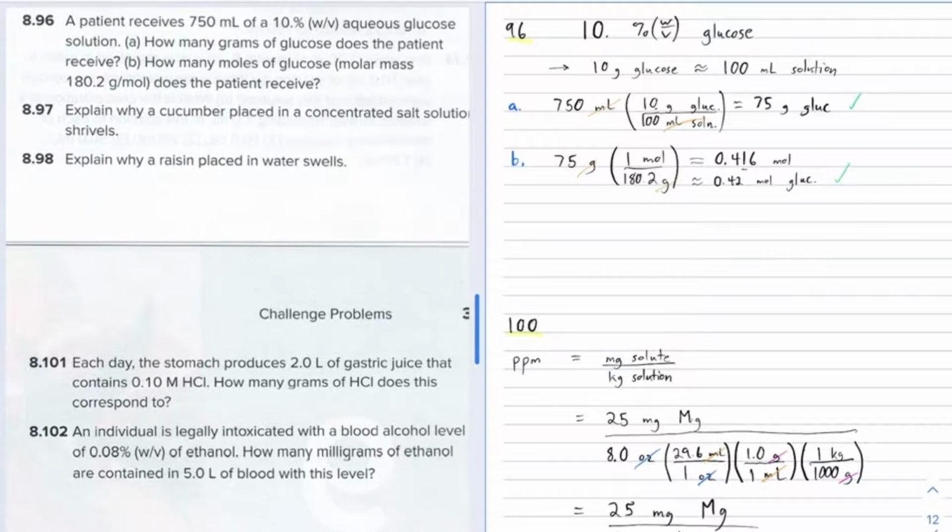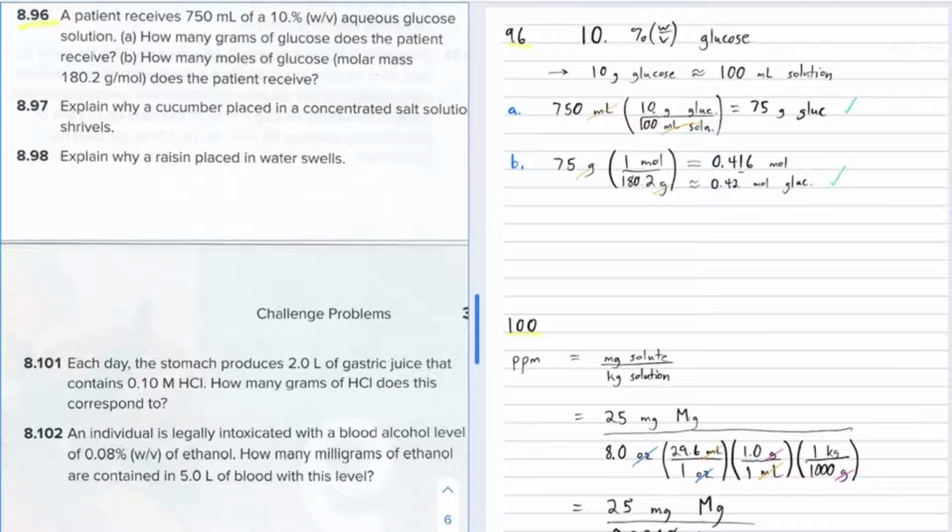96. A patient receives 750 milliliters of a 10% W over V aqueous glucose solution. How many grams of glucose does the patient receive? And how many moles of glucose does the patient receive?